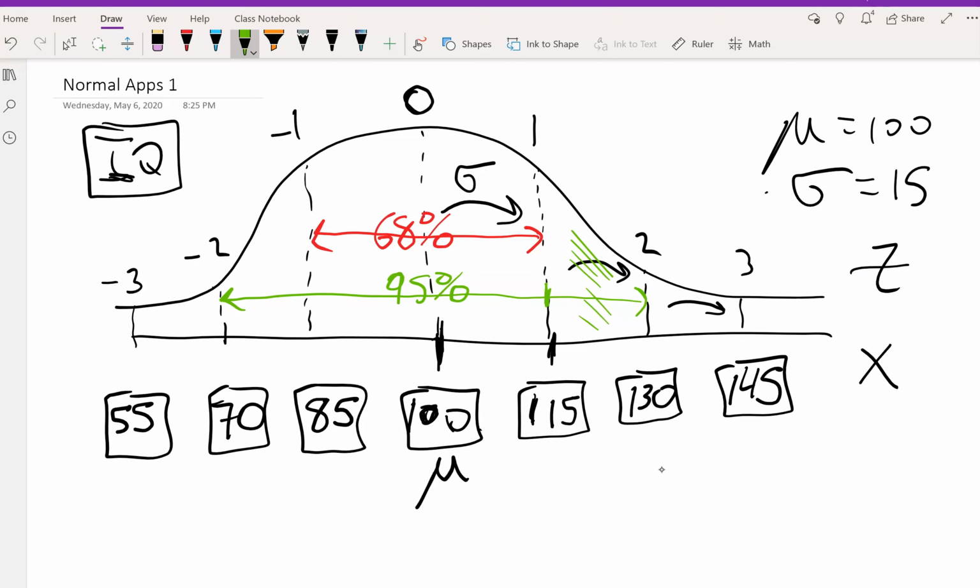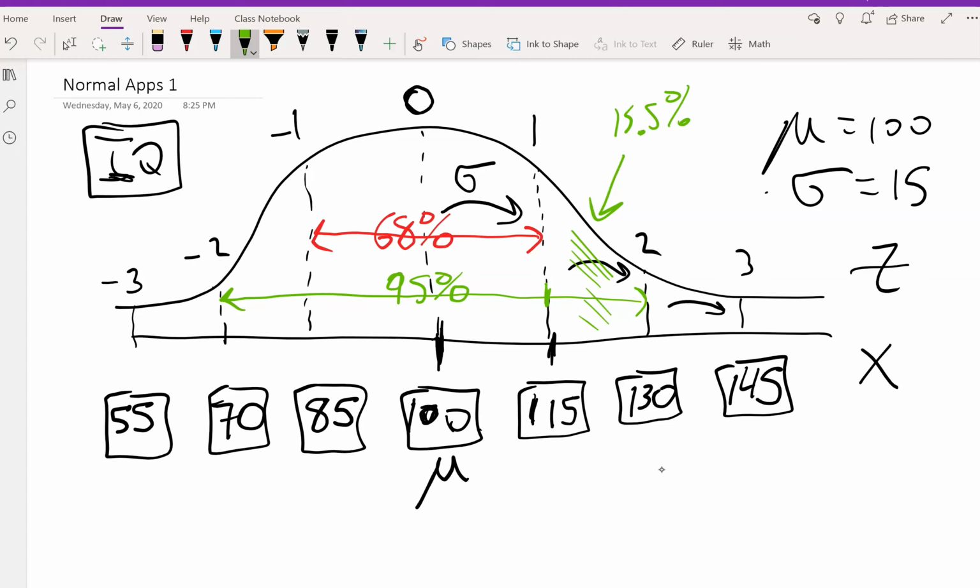Think about how you could use the red and the green numbers to get your answers. And simple, really. Cut those numbers in half. Cut the 95 in half. That's 47.5. Cut the 68 in half. That's 34. And subtract them. That leaves roughly 15% of us to fall here. The slightly above normal range.